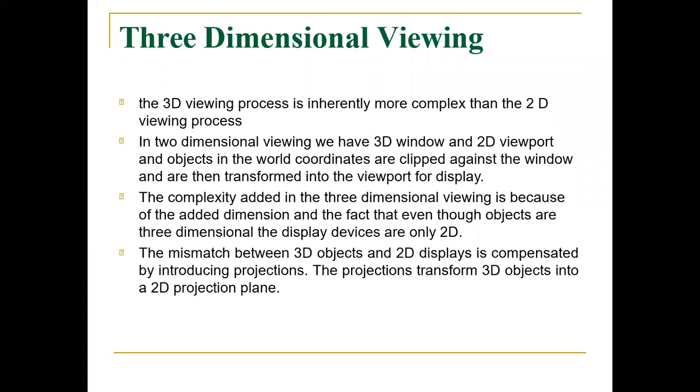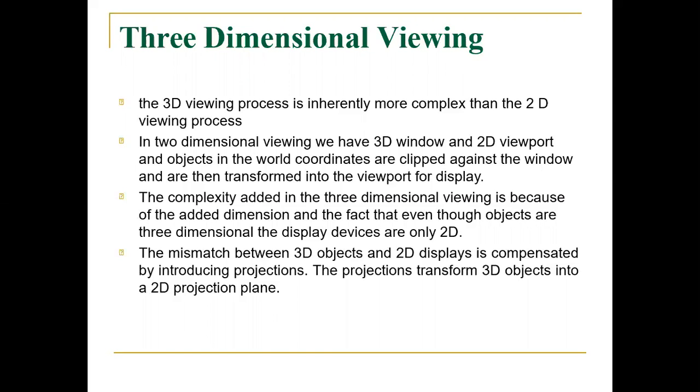The 3D viewing process is actually more complex than the 2D viewing process, because whenever I view an object in terms of 3D, I am viewing it in three dimensions. But when I have to take a picture of that object and see it on a monitor screen, we know that our screen coordinates or device coordinates are with respect to two dimensions. That means I have to convert 3D coordinates to 2D coordinates. That is why we say the 3D viewing process is more complex than the 2D viewing process.